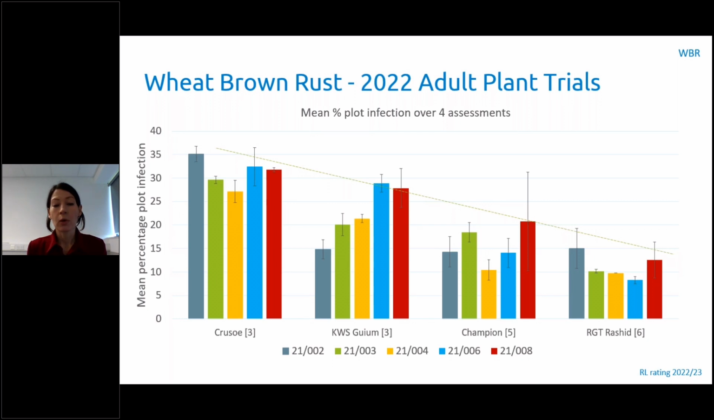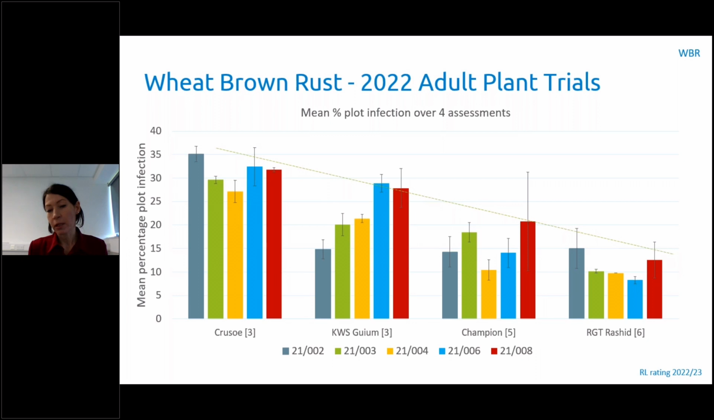I picked out Cados Guiam with a rating of 3 last year because again that was susceptible to all 5 isolates, slightly more susceptible to the isolates 21006 and 21008 in the blue and the red colours. Champion with a rating of 5, that one was susceptible to all 5 isolates and slightly more this time to the isolate 21003 in green and again 21008 in red.